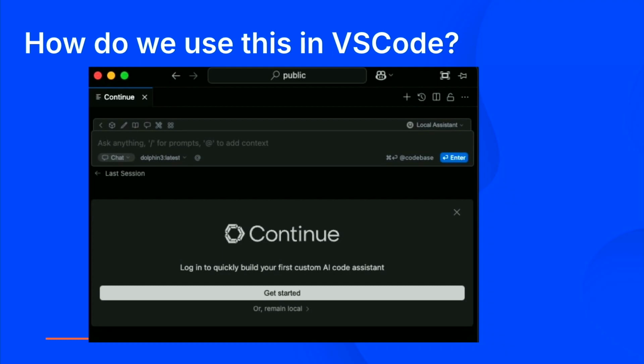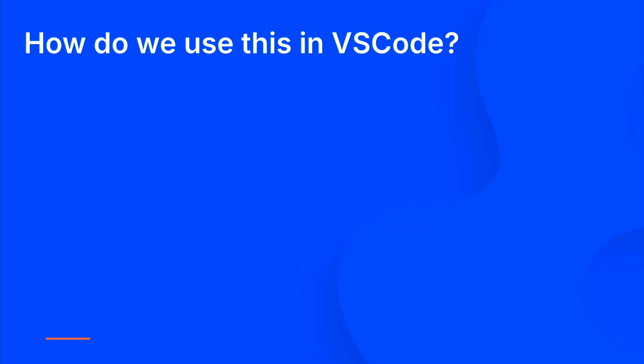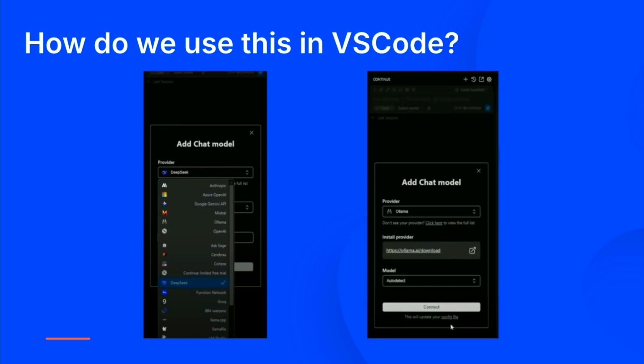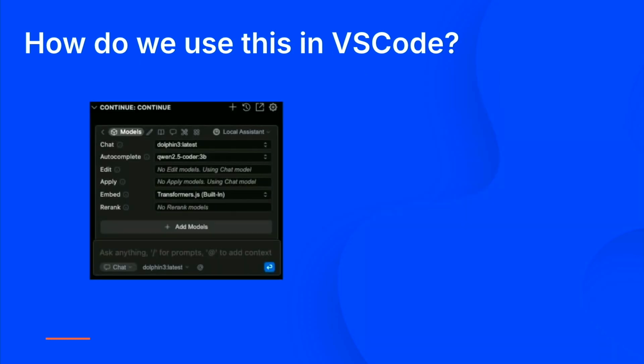From Continue, when you install it, it will ask you for the model that you're going to use. Just choose Ollama. Once you install it, and I also showed you earlier on how to download the models, you should be able to have an option to choose the models that you have downloaded, for chat and autocomplete.